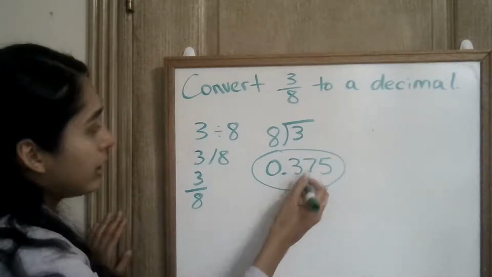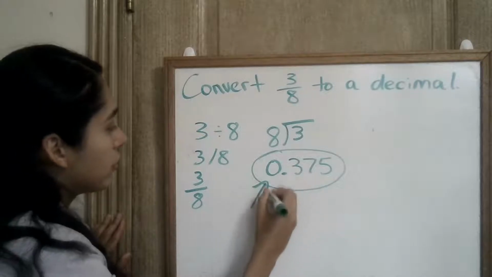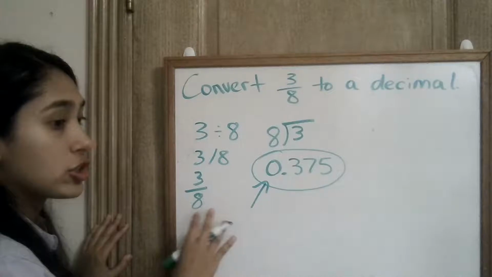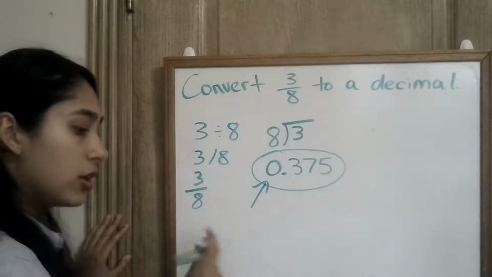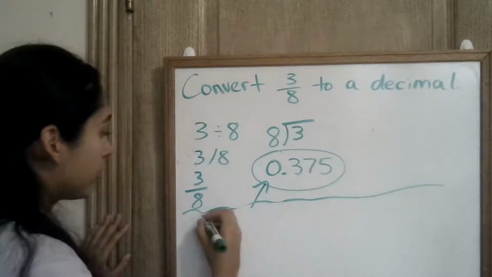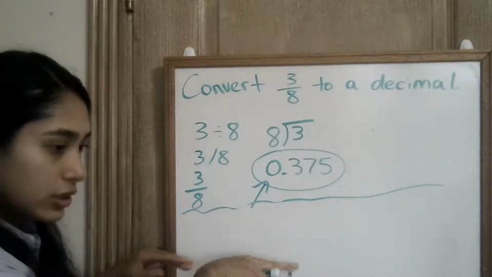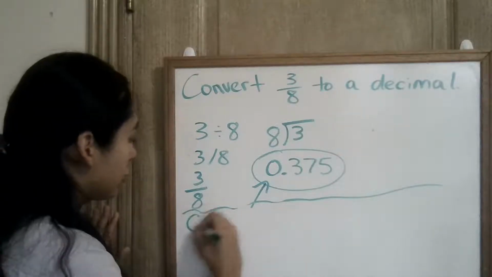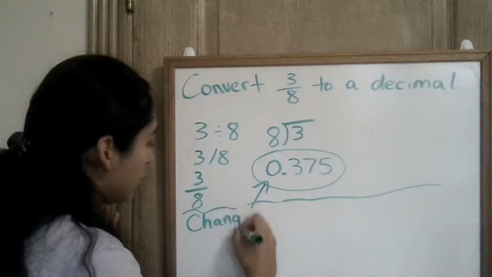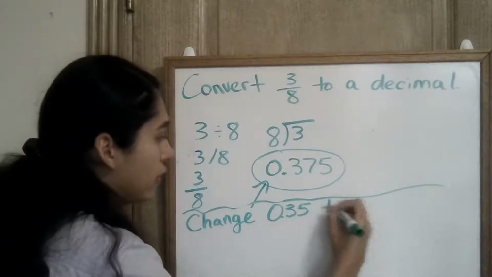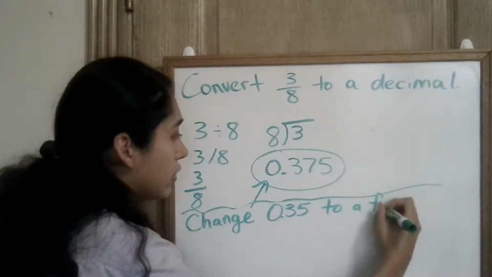So we have this decimal. We want to go ahead and convert it to a fraction because sometimes a fraction might be a little bit easier to remember. We can go ahead and do that. So let me do another problem. Can you see? Yeah, you can see. So we're going to change 0.35 to a fraction.